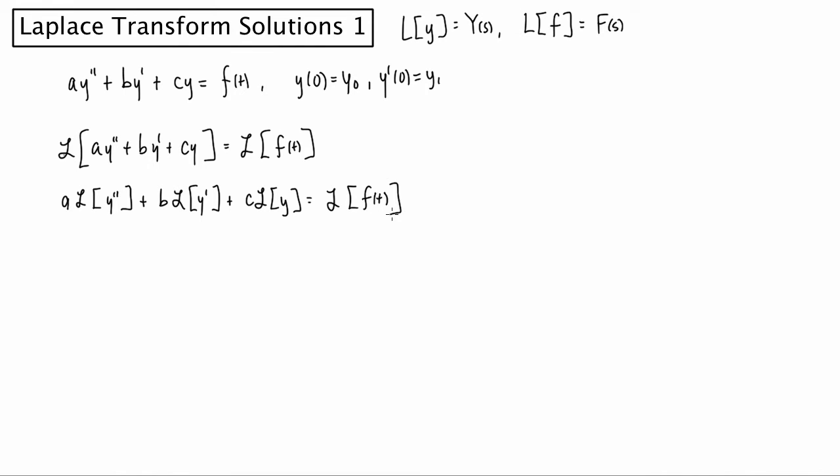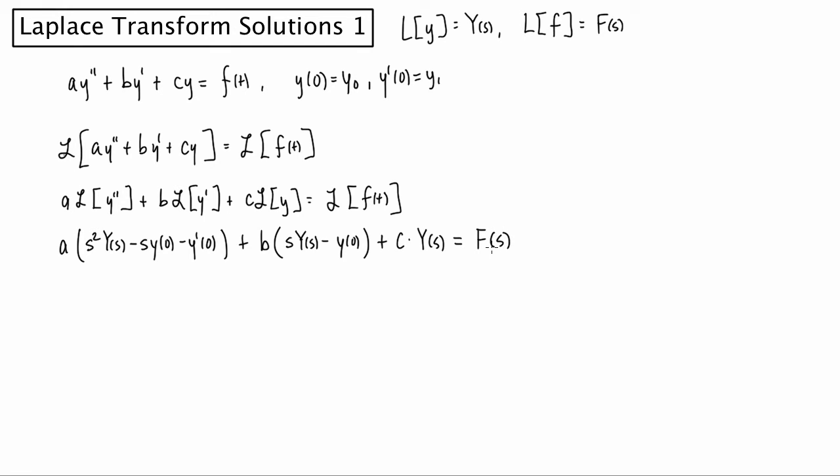And then the formula for the Laplace transform of derivatives that we came up with last time says that this will be a times s squared Y of s minus s y at 0 minus y prime at 0, plus b, and then here we have the first derivative formula, which is s Y of s minus y at 0, plus c times the Laplace transform of y, which is Y of s, and that should be equal to the Laplace transform of f, which is F of s.